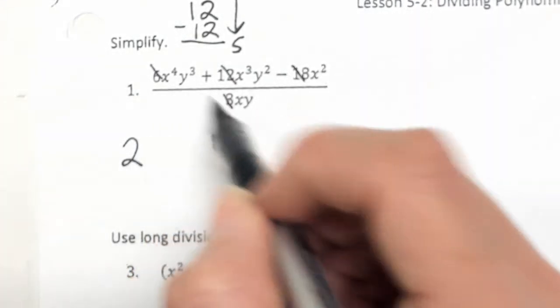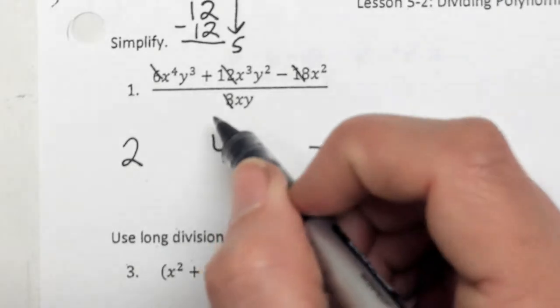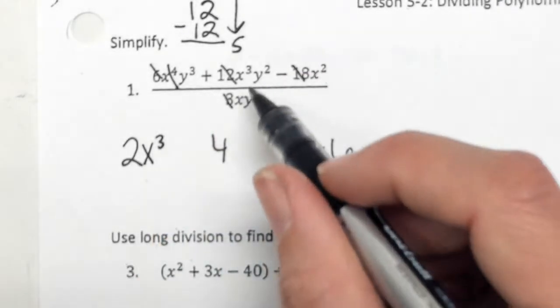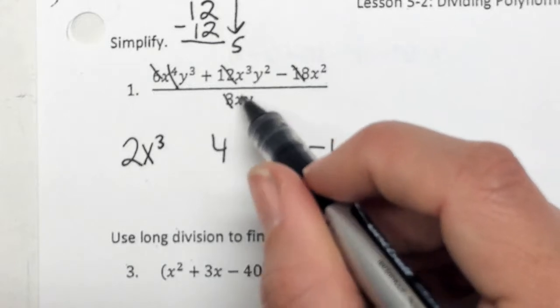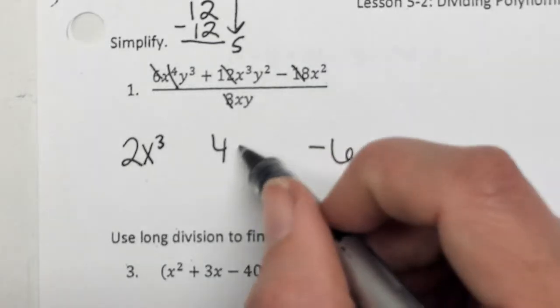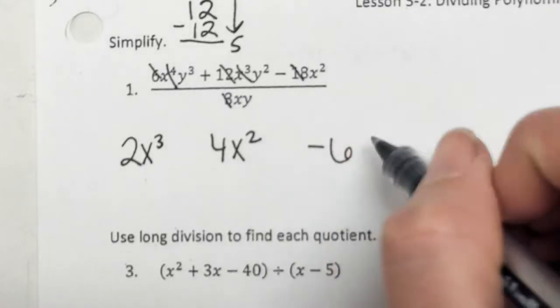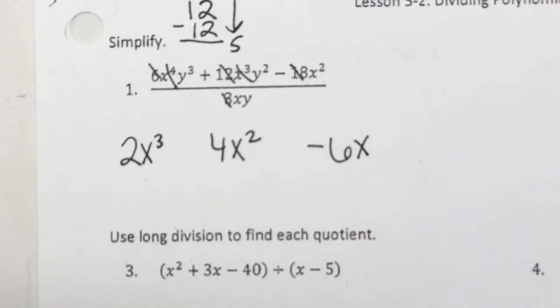Next I would look at my x's. So what's x to the 4th divided by x? X to the 1st. Good. Because we subtract the exponents. What's this one going to be? X squared. What's this one going to be? Just x. Good.